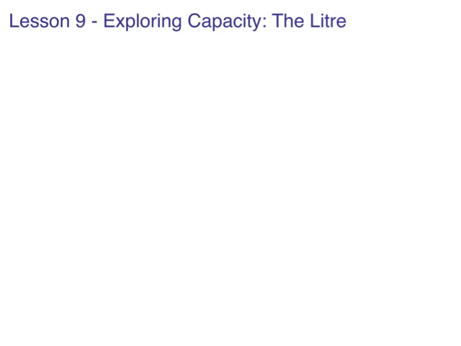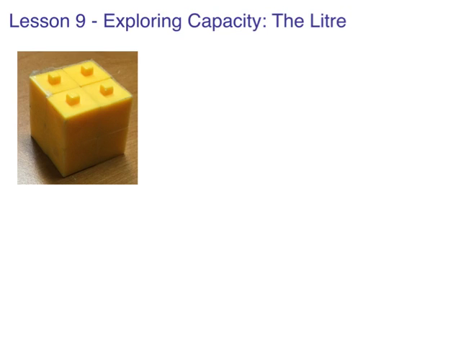Welcome to Lesson 9, Exploring Capacity, the liter. In the previous lessons, you learned about volume. You learned that volume is the amount of space that a three-dimensional object takes up, or how much space there is inside of a three-dimensional object, like a rectangular prism, such as this one. This rectangular prism has a length of 2, a width of 2, and a height of 2, so we learned that the formula was length times width times height. And so the volume of this rectangular prism was 8 cubic centimeters.